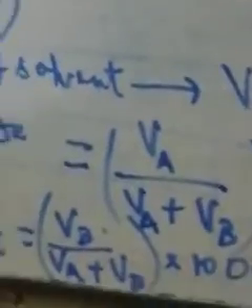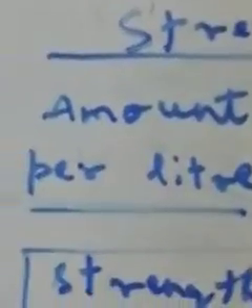So a solution comprises two parts, solute and solvent. These formulas are quite helpful. You should remember them for solving numericals. But then there is another term that is used to describe the nature of a solution. Another point is the strength of a solution. What is the meaning of strength of solution?